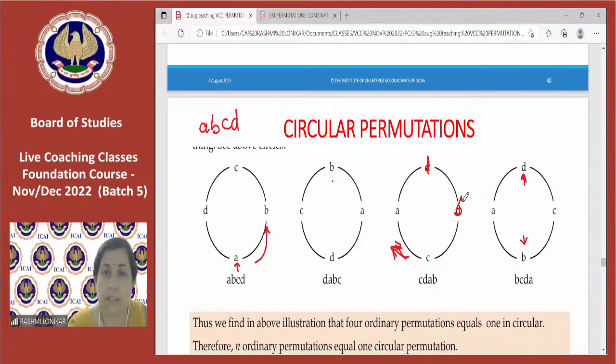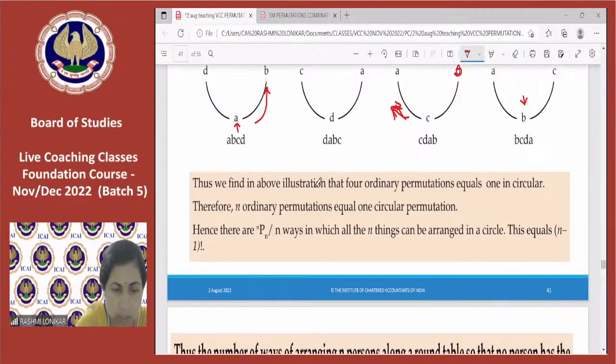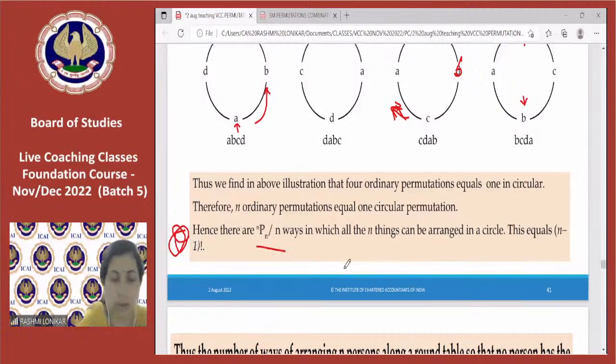So this is known as circular permutation, where people are occupying circular places, and you may have the same neighbors or you may not want to have the same neighbors, which is the second condition. So here there are NPN upon N ways in which N things can be arranged in a circle. Very important. There are NPN upon N ways in which all N things can be arranged in a circle.